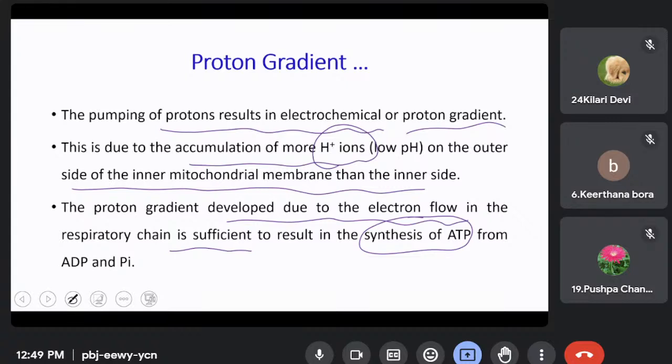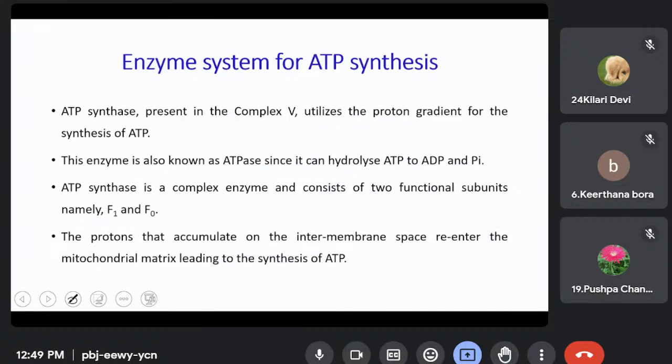So this proton gradient coupled with electron transport is required. What is required for the synthesis of ATP? So what is the enzyme system? How is ATP synthesized during electron transport coupled with proton translocation? ATP synthase, which is nothing but complex 5, utilizes the proton gradient for the synthesis of ATP.